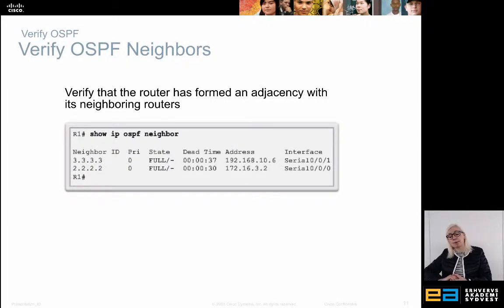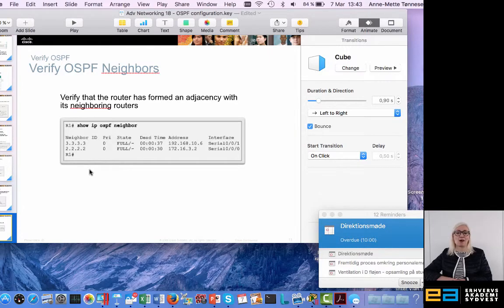And we can see our neighboring routers by using the command show ip ospf neighbor. And we can see here that we have a full adjacency to our neighbors. We can see the dead time, we can see the IP address, we can see which serial interface, and we can also see the router ID of our neighbors. Yeah, that's the basic setup of OSPF.